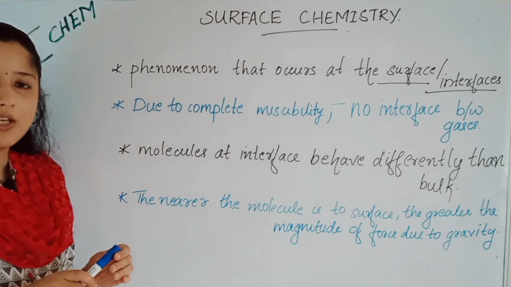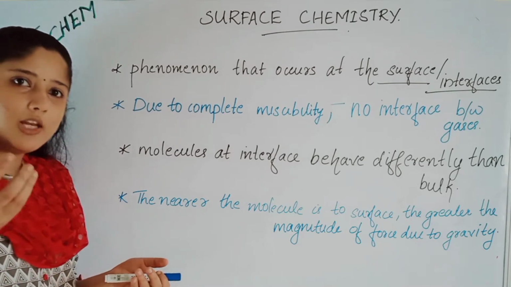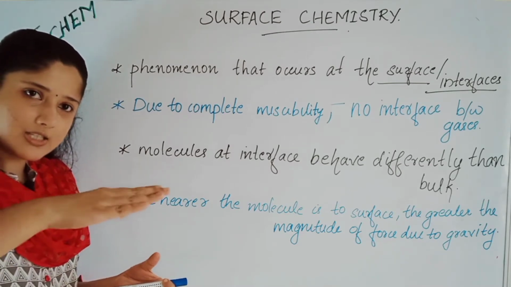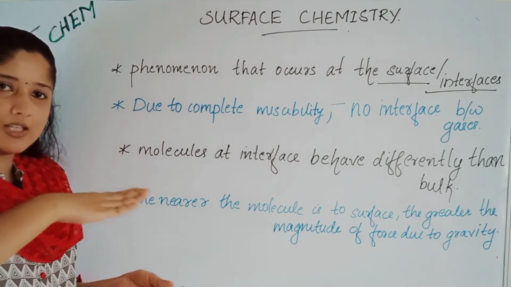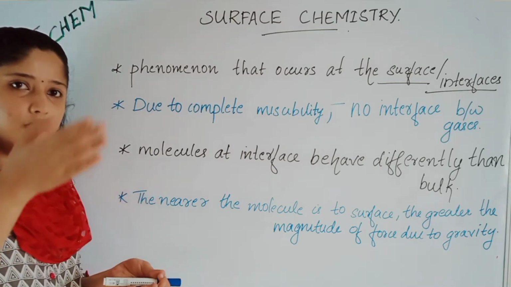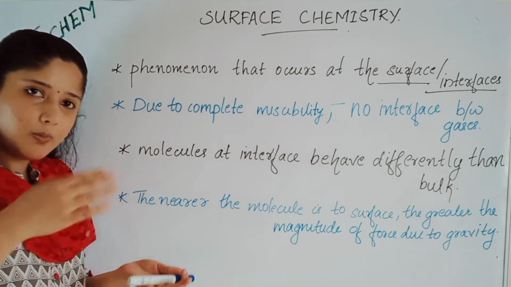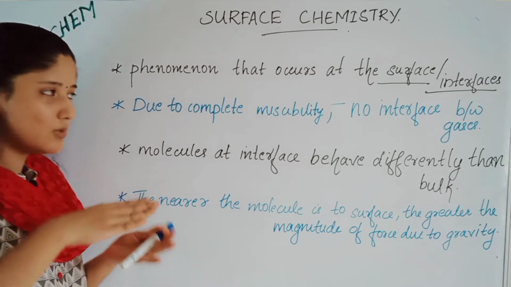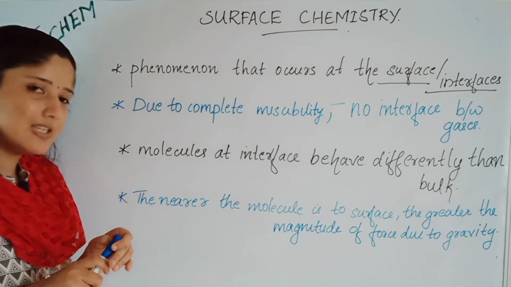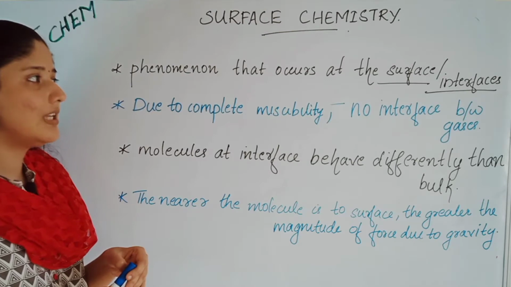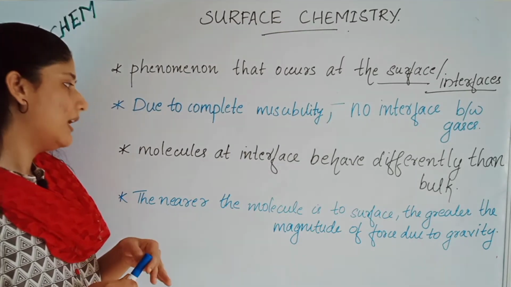Also in liquids, we can see that when we pour oil into a liquid, there is a gap in between. That is an interface. That is, the oil layer will be on the top and the water will be on the downside. There is an interface for liquids. But for gases, due to complete miscibility, there is no interface between the gases.